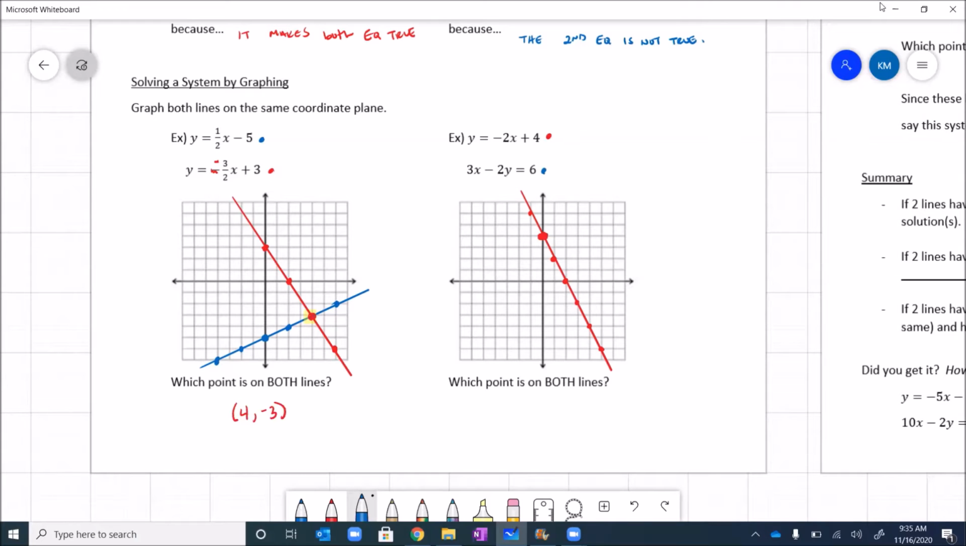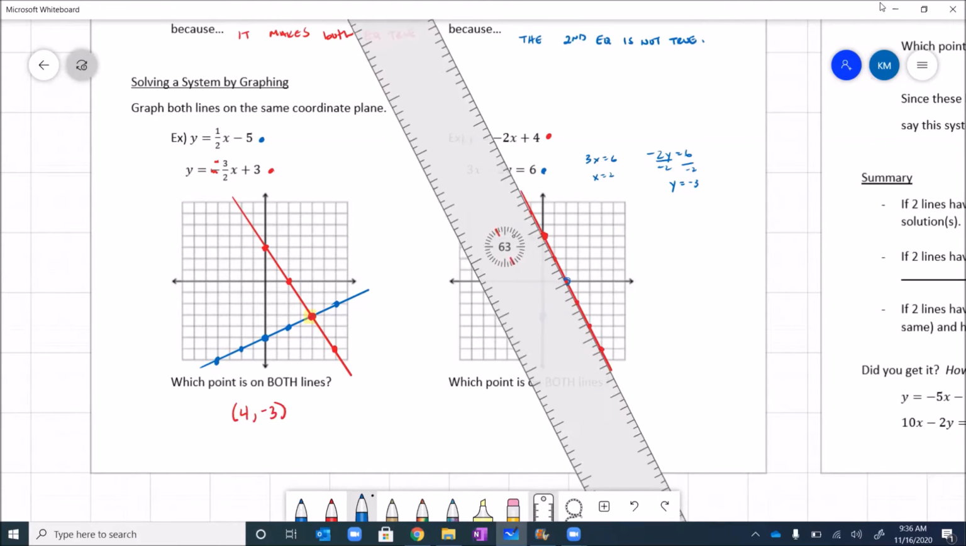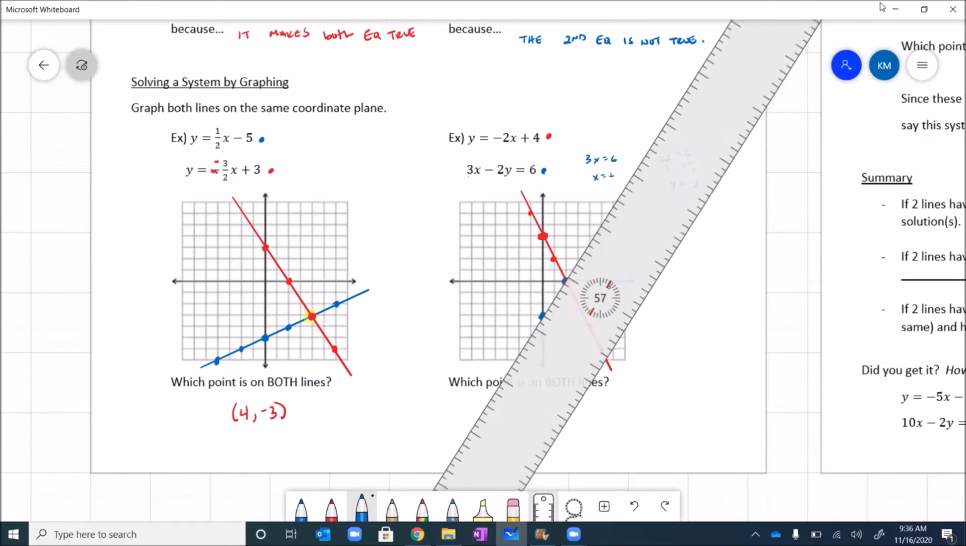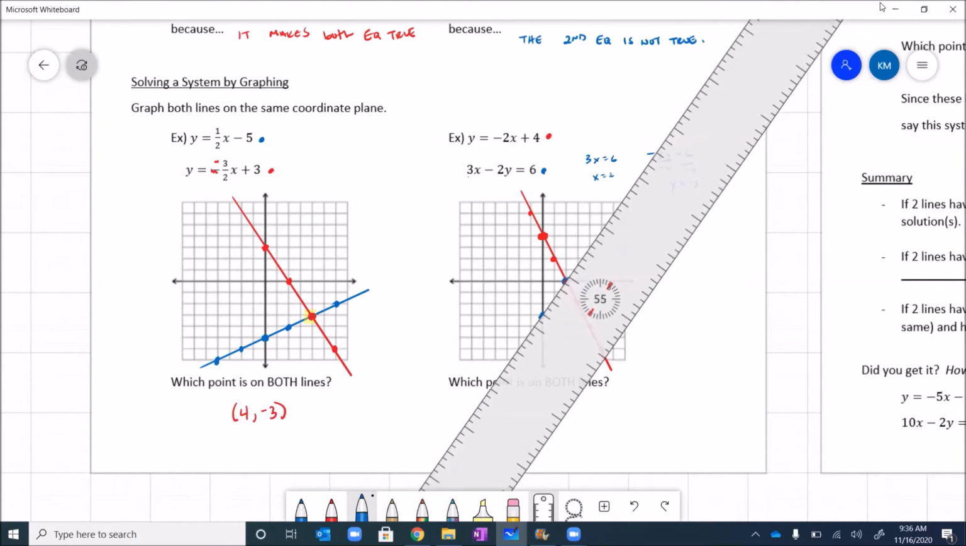Okay, and now our second line is not in slope-intercept form, but hey, it's in standard form, and we can actually find our intercepts. My 3x equals 6. Find my x-intercept, and that x-intercept would be at x equals 2, so at (2, 0). And then my other one at -2y equals 6 divided by -2. That gives us -3. 1, 2, 3. Okay, and so through those 2 points, I have a line. And that's standard form.